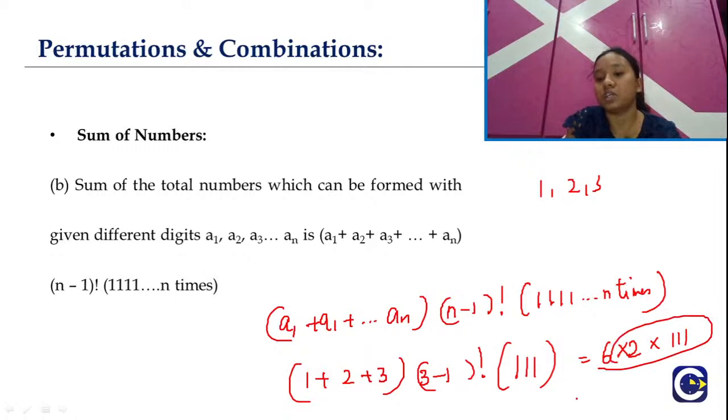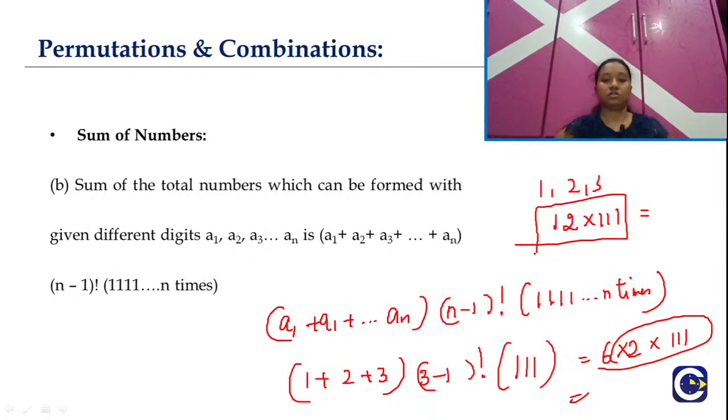So the answer for these 3 digits, the sum of all the total numbers which can be formed using the given 3 digits 1, 2, 3, will be equal to 12 into 111. So this will be my answer. It's as simple as that. The first one was only the sum of the unit digit, but here it is the sum of the total numbers.